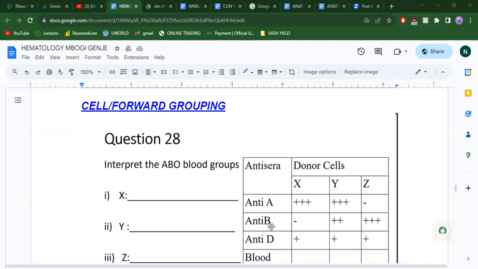Anti-D is basically the antibody to D, and rhesus is the antigen. So if it was positive, it means that the rhesus antigen is present. So this blood group will be A positive.